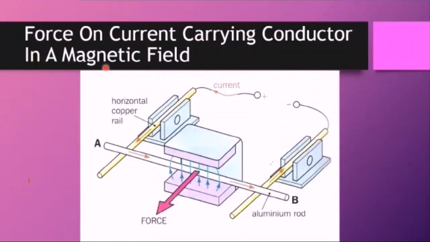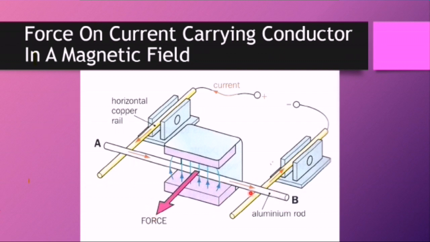Force on a current carrying conductor in a magnetic field. Now consider a current carrying conductor of length AB. It is an aluminum rod and it is placed in the magnetic field of a permanent magnet. See, the field is uniform. Now this rod freely rolls along the two horizontal copper rails as soon as the current in it is switched on. Now what happens when the current is switched on?